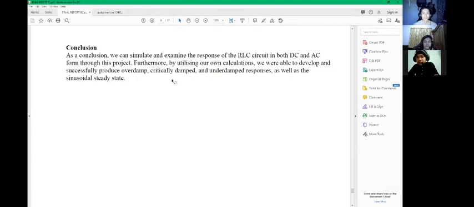For the conclusion, we can simulate and examine the response of the RLC circuit in both DC and AC form through this project. Furthermore, by utilizing our own calculation, we were able to develop and successfully produce overdamped, critically damped, and underdamped responses, as well as the sinusoidal steady state. Thank you. This is all from my group.